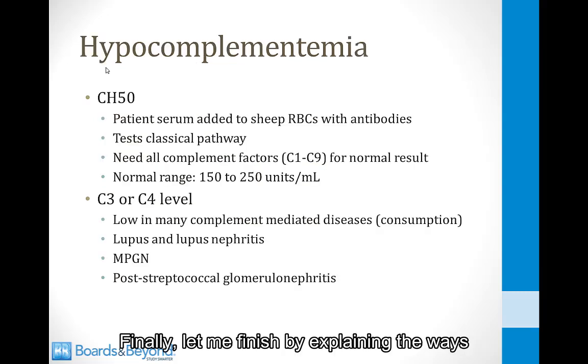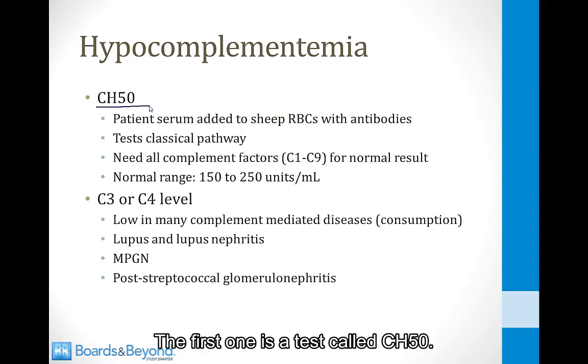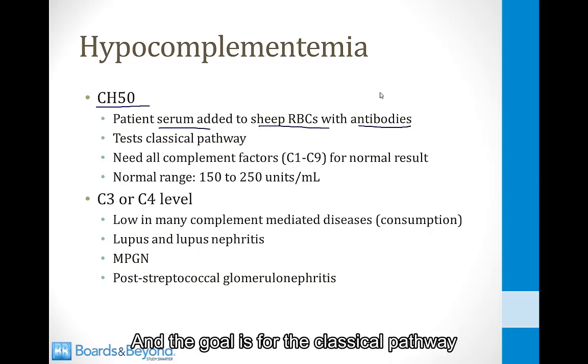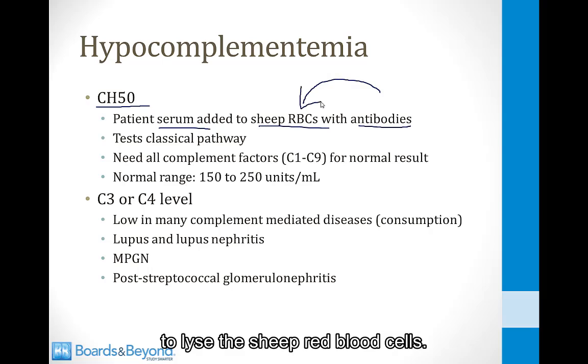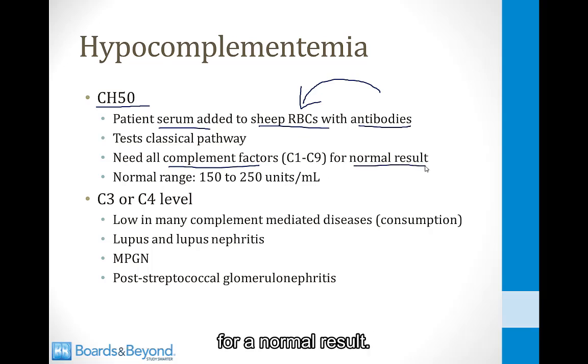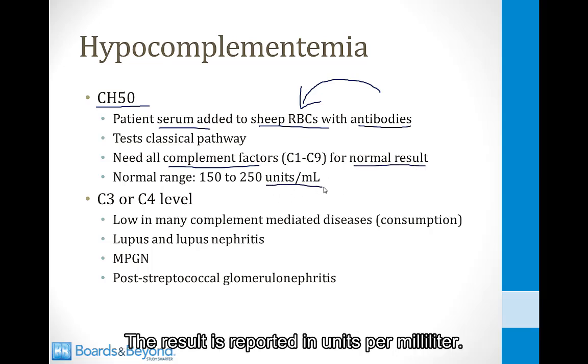Finally, let me finish by explaining the ways we clinically test the complement system. The first one is a test called CH50. In this test, the patient's serum is added to sheep red blood cells with antibodies, and the goal is for the classical pathway to lyse the sheep red blood cells. You need all of your complement factors C1 to C9 for a normal result. The result is reported in units per milliliter.